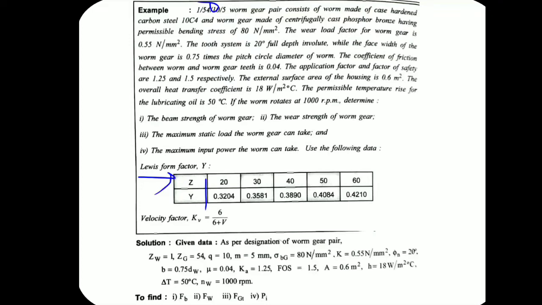Now 54 is the value we know, which is situated in between 50 and 60. So the Lewis factor will be situated in between these two values, that is 0.4084 and 0.4210. This is clear. So we need to take an interpolation because 54 is situated in between. If it is 50 I'll take the direct value. But here it is 54, so I will have to make the interpolation. How to make the interpolation?